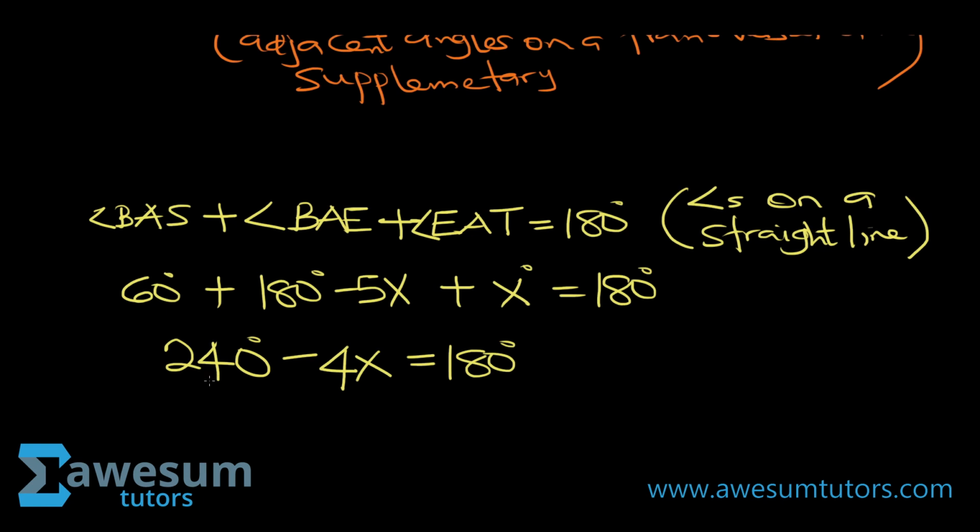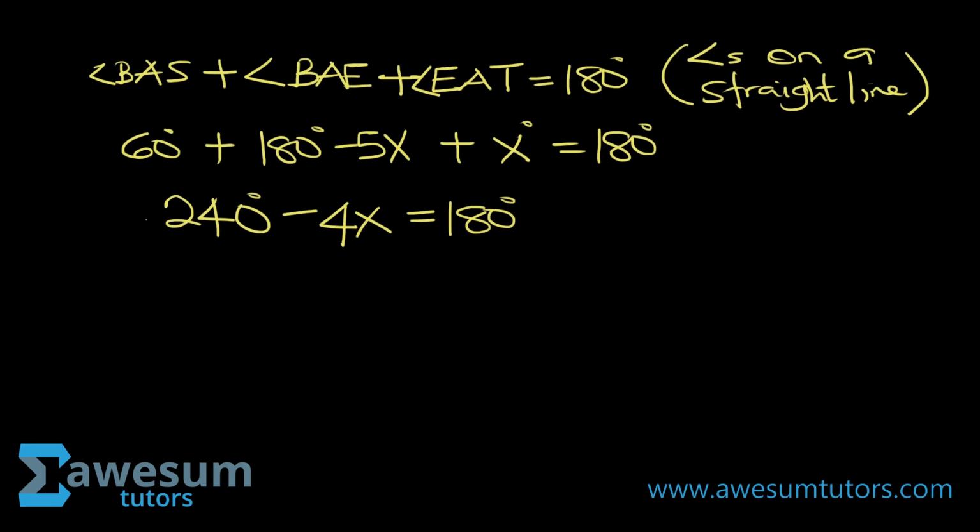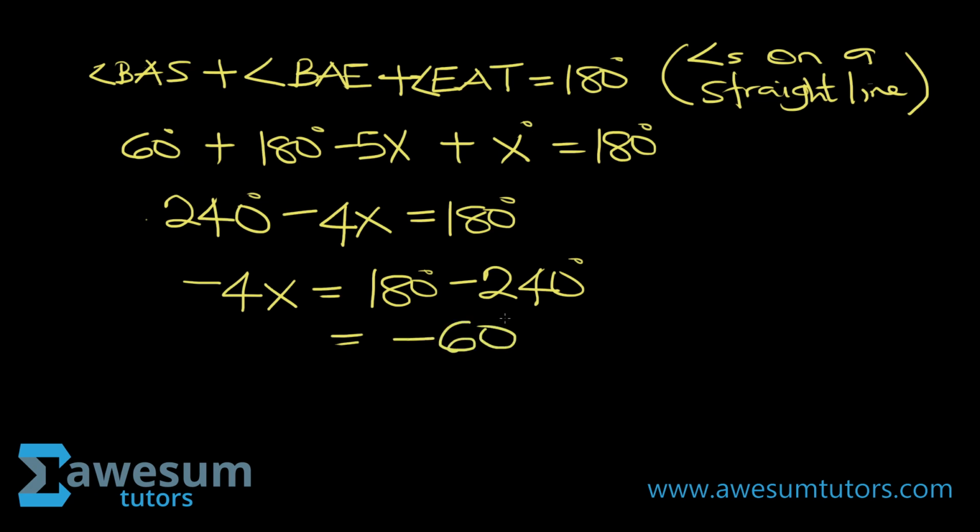Very good, guys. Now 240 can go to the other side. 240 is positive 240, so it goes to the other side to become negative 240. Then you have negative 4x remaining here. We are trying to collect like terms. So that will be 180 degrees minus 240 degrees, which is going to give you negative 60 degrees. Then you have negative 4x right here.